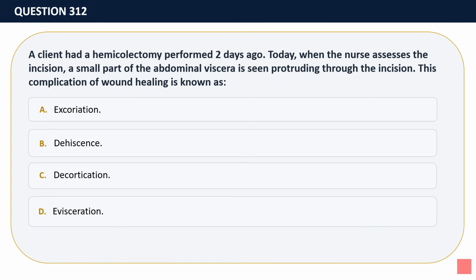Question 312. A client had a hemicolectomy performed 2 days ago. Today, when the nurse assesses the incision, a small part of the abdominal viscera is seen protruding through the incision. This complication of wound healing is known as: A. Excoriation, B. Dehiscence, C. Decortication, D. Evisceration.